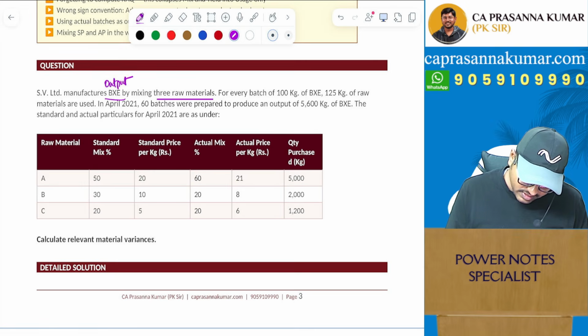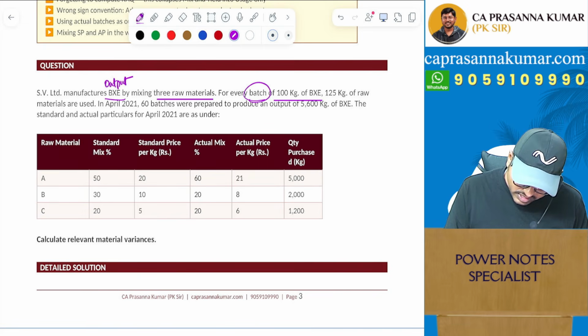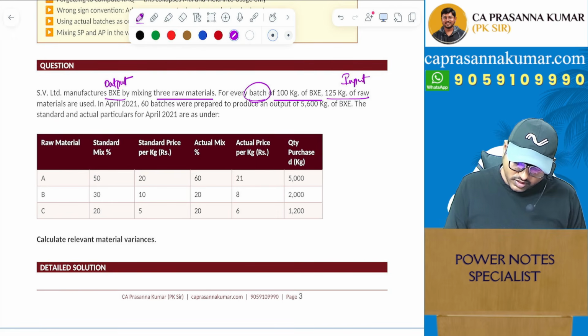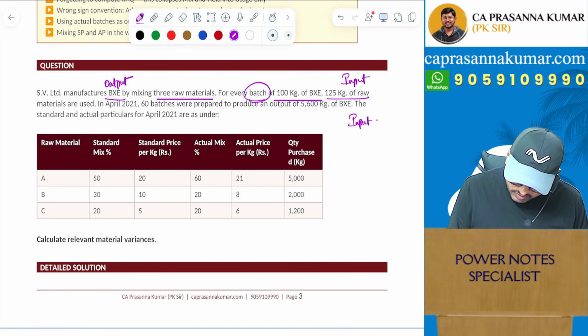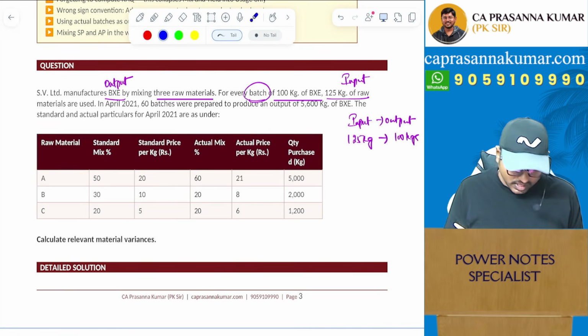Okay. For every batch of 100 kg of BXC, which means this is your output, but here you should be focusing on the word batch. 100 kg of BXC. Okay, so that's your output. How much of input is needed? 125 kgs. So input is more than output. So input will get converted into output. Everybody knows this. Input is 125 kgs and output is only 100 kgs. That is the situation right now. While reading the question only, you need to understand what's happening. Next.